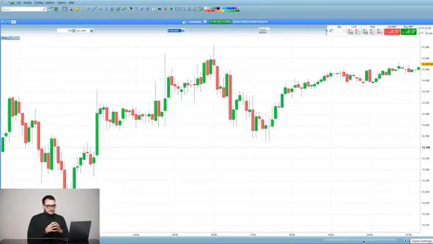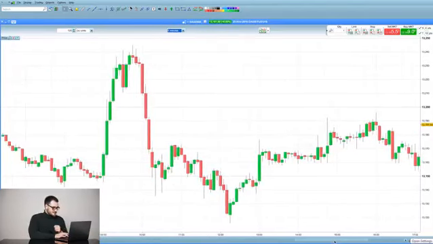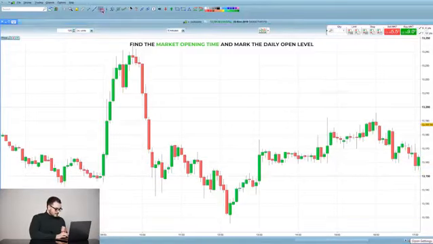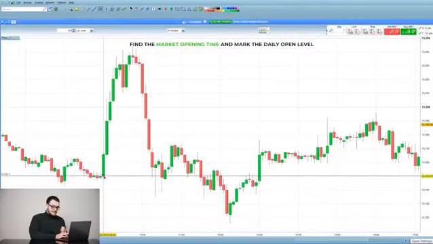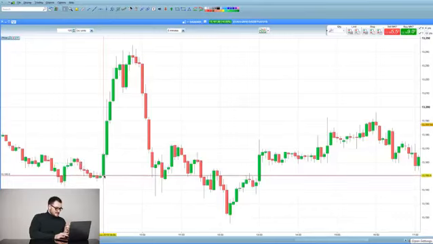And of course, for that, you need to know the precise time when the market you are trading officially opens. Here, again, we're looking at DAX, the German market, and it opens exactly at 9 o'clock German time. So this candle is our opening, and the opening of this candle is our daily open level. From this point, the market has started working. The market opened right here at this precise level.